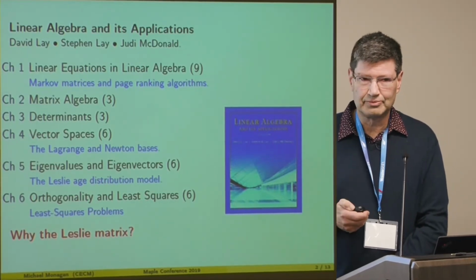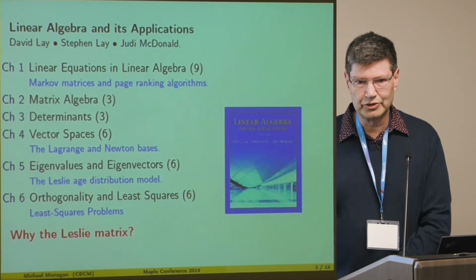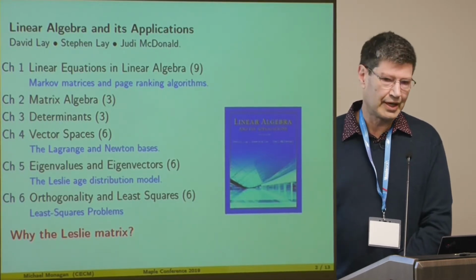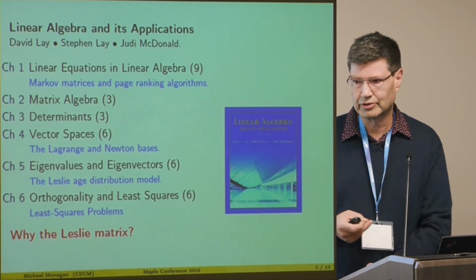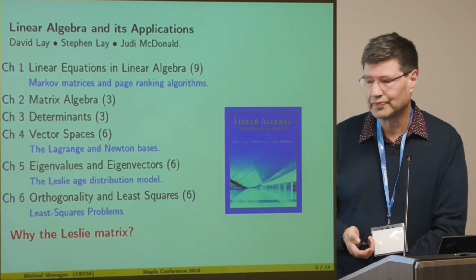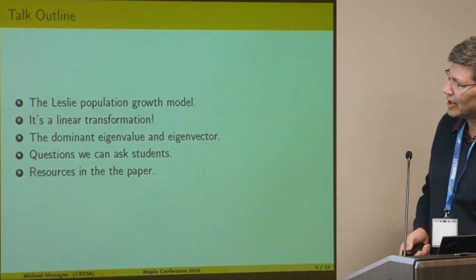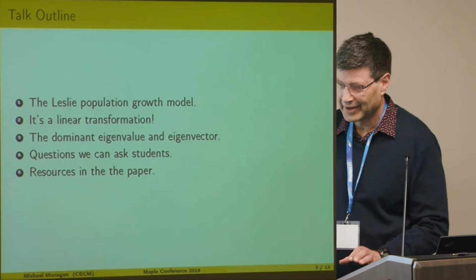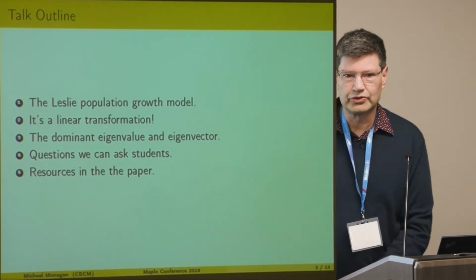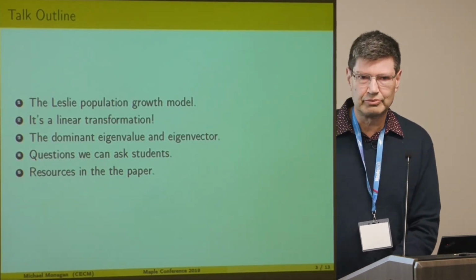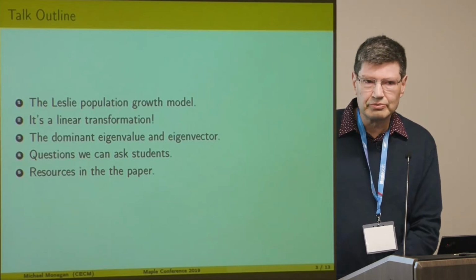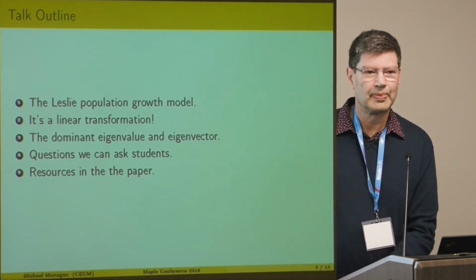Third reason, in the Leslie age distribution model, the eigenvalue and the eigenvector have a natural physical interpretation. Okay, so this is the outline for the rest of the talk. By the way, who knows what the Leslie age distribution model is, the Leslie matrix? I assume maybe some? Okay, one.